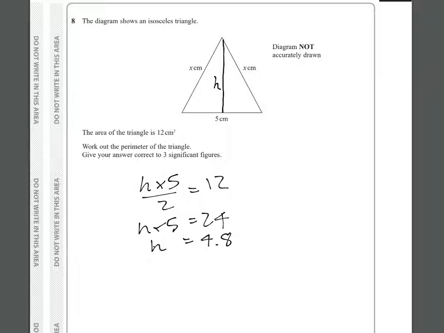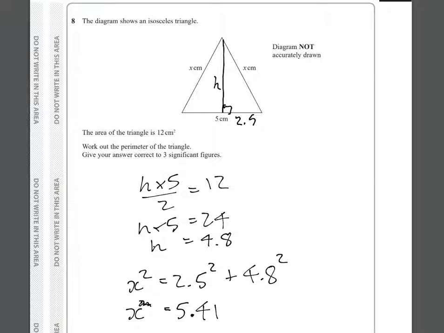Then we need to work out x to work out the perimeter. Well, we've now got a bit of Pythagoras, so we know that x squared is 2.5 squared plus 4.8 squared. So 2.5 squared plus 4.8 squared, square root. So square root as well is 5.41. That's about right.